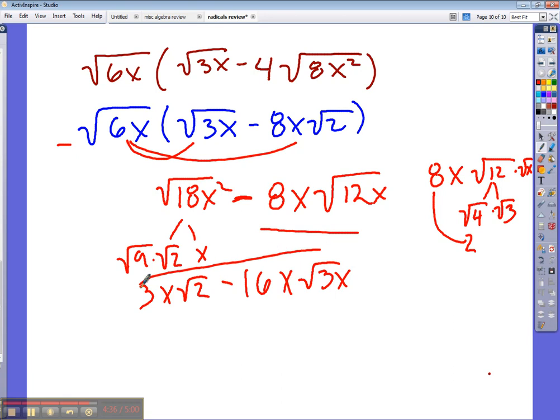Can I subtract these at all? Are the radicals the same? So the square root of 2 is the same as the square root of 3x? No. So can I subtract them? No, I am done. I can do no more.